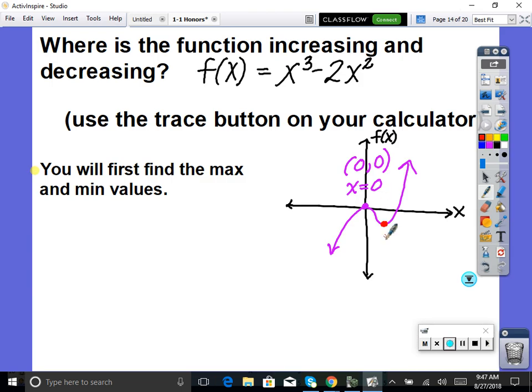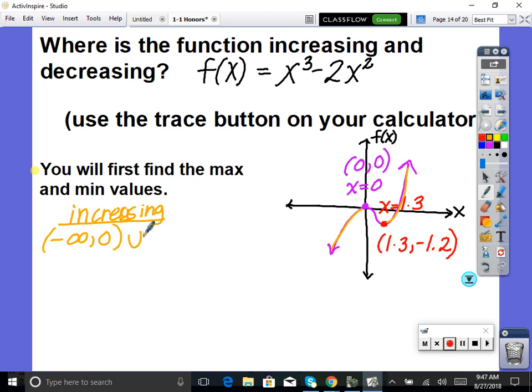So over at 1.3 comma negative 1.2. The y value does not matter. So x equals 1.3 is what's important. So now we can write in our increasing and decreasing intervals. Here's my increasing interval. X values were increasing, negative infinity up to 0, true? And then we're also union, we're increasing from that x value, which is at 1.3 to infinity. Then our decreasing, I'm just going to abbreviate here, we're decreasing from 0 to 1.3.